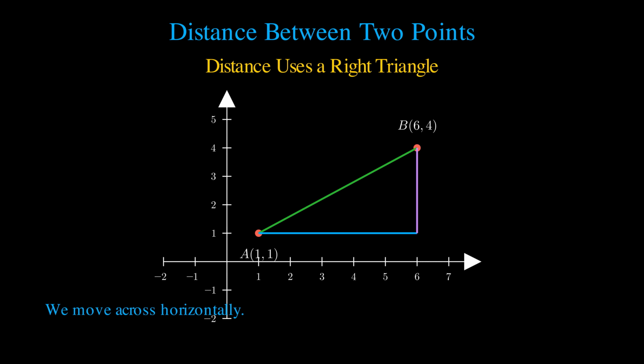First, we move horizontally from point A until we line up with point B. Then we move vertically to reach point B. So instead of going diagonally right away, we move across and then up. This creates a right triangle. And the straight line distance we want is actually the diagonal side of this triangle.